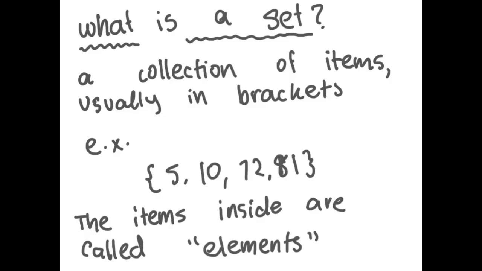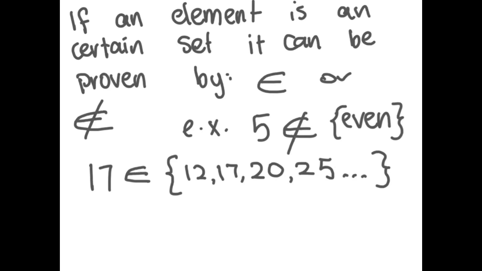What is a set? A set is a collection of data that is usually expressed in curly brackets. The parts inside are either called members or elements. If an element is part of a certain set, it can be expressed by this expression. This expression is known as an element of or not an element of.